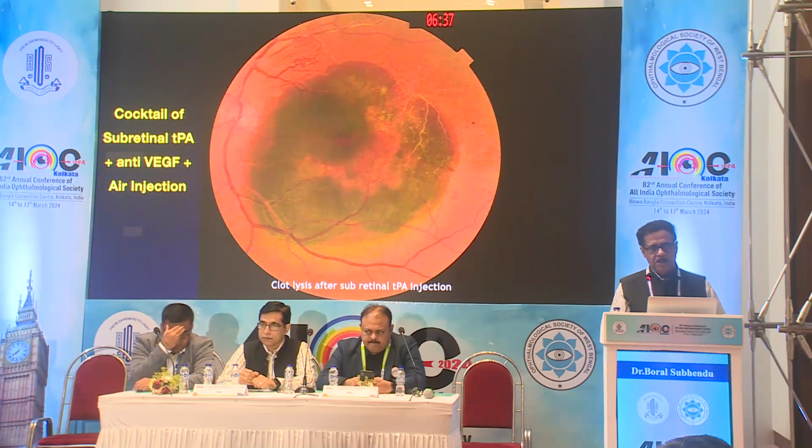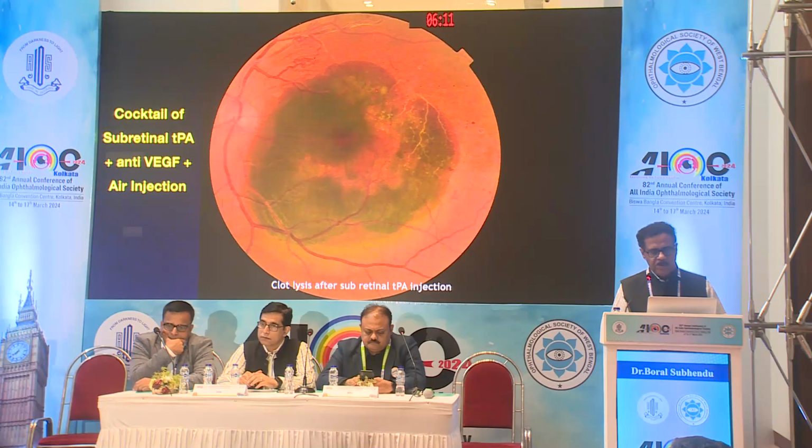This is the simplest technique. After doing vitrectomy, if there is a large, significant submacular hemorrhage, you have to remove it. But removal of subretinal hemorrhage from the macular area is sometimes very difficult. So our minimalistic approach is, after doing vitrectomy, to give a cocktail of subretinal TPA, anti-VEGF and air.